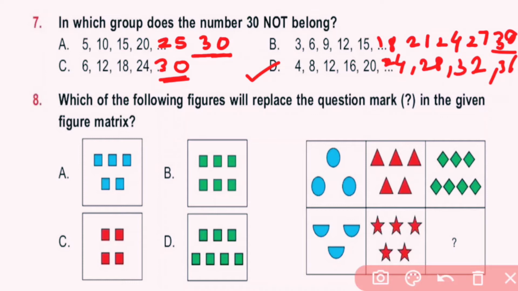Question number 8. Which of the following figure will replace the question mark in the given figure matrix? In the given matrix, in each row there are same number of figures. Here 3, down 3, here 5 triangle, here 5 star, here 7 diamond. So here 7 number means option D will come, because in option D there are 7 squares. So D is the right answer.